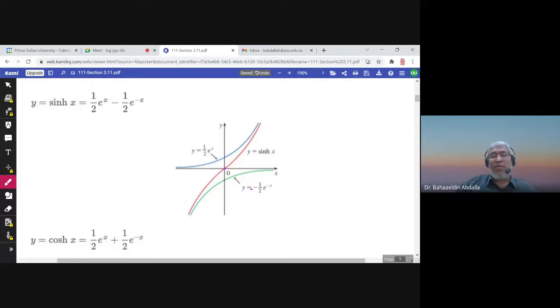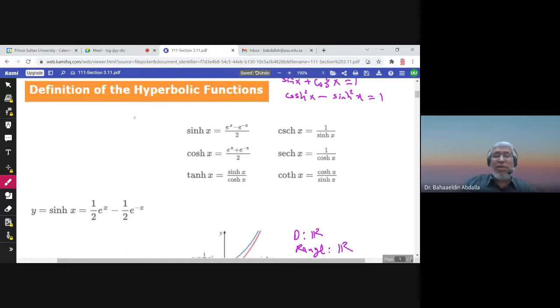Notice that the graph of sinh x has the domain from negative infinity to infinity, or real numbers. And also the range of this function is all real numbers from negative infinity to infinity. So this is the graph of sinh x, and this is the definition. It is half e to the x minus half e to the negative x, or when you add these two, e to the x minus e to the power negative x over 2.